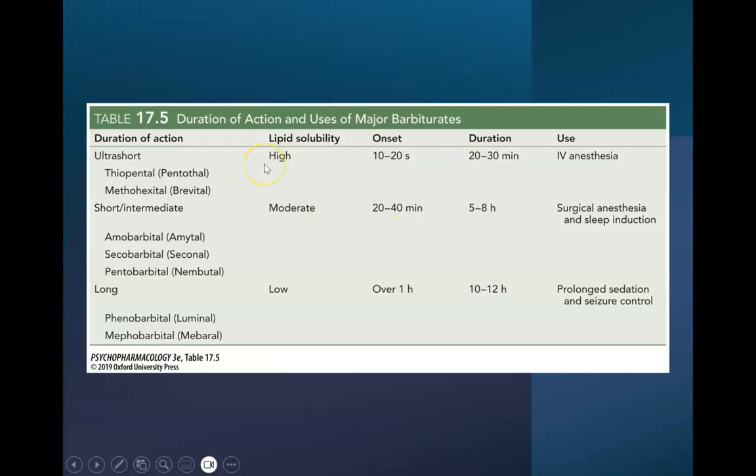So here are the duration of action and the uses of major barbiturates. You're probably going to see barbiturates for anesthetics or for sleep induction. We have thiopental, which has high lipid solubility. That means it's going to act fast and it has a pretty short duration. This is going to be for the initial IV anesthetic that's going to knock you out before they put you under general anesthetic. We have short to intermediate duration of action, which includes amobarbital, secobarbital, and pentobarbital. This is going to be for surgical anesthetics and sleep induction.